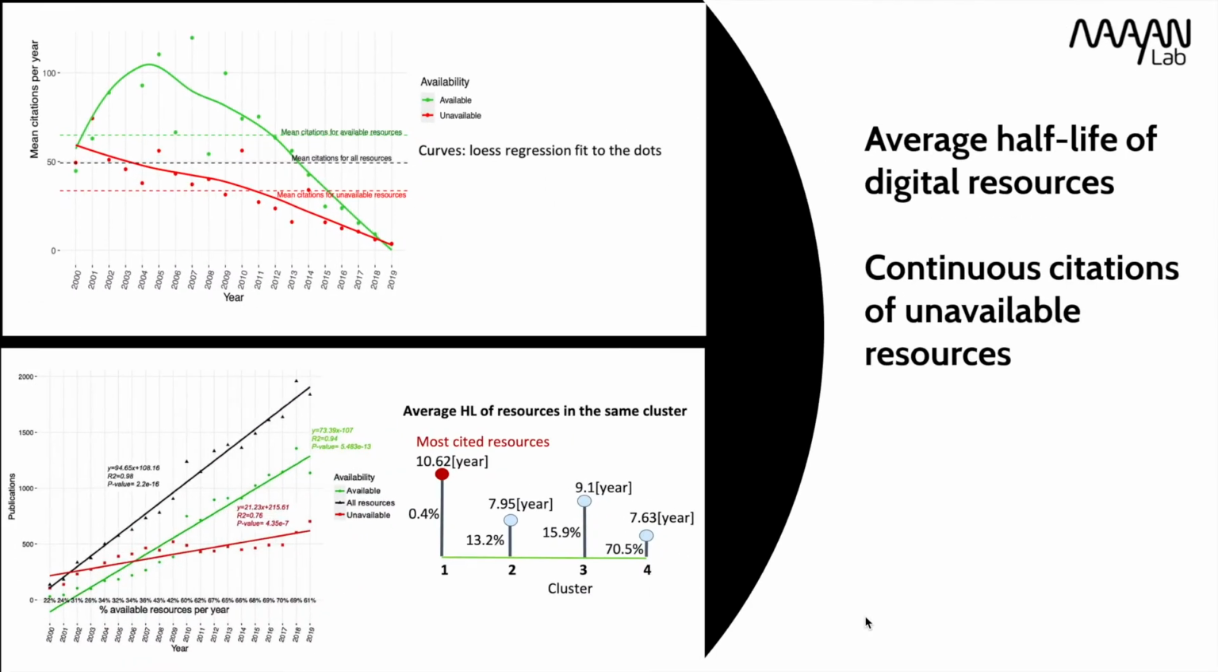Clustering analysis revealed 4 groups of resources. The average half-life of the most cited resources in group number 1 is 10.62 years. We also found that unavailable resources are continuously cited.